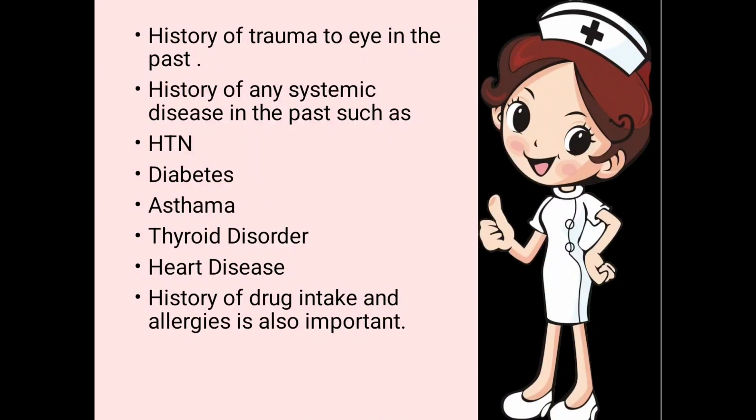History of any kind of systemic disease in the past. First one is hypertension, which is high blood pressure and also affects the eyes. This is the systemic history of the patient, which is related to the eye and plays an important role in diseases of the eye, or in knowing about the ocular health. First is high blood pressure, hypertension, HTN. Next one is diabetes. Third is asthma, thyroid disorder, heart disease, and history of any kind of drug intake.